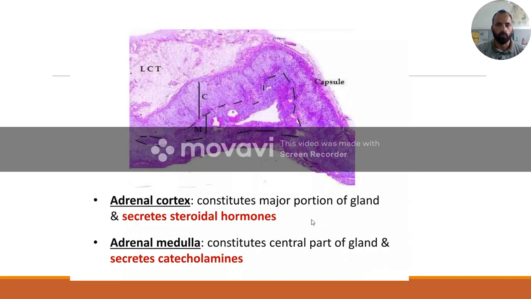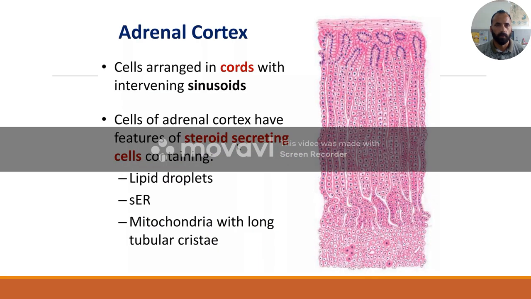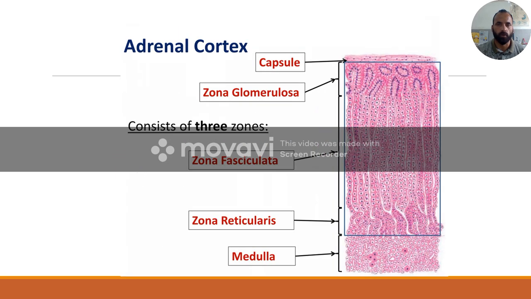So this is how you see the adrenal gland under the microscope, with the capsule, the cortex, and the medulla inside. In the adrenal cortex, the cells are arranged in cords, with a lot of sinusoids. The cells are steroid secreting cells, having a lot of lipid droplets, smooth endoplasmic reticulum, and mitochondria. The adrenal cortex itself is divided into three zones: glomerulosa, fasciculata, and reticularis.